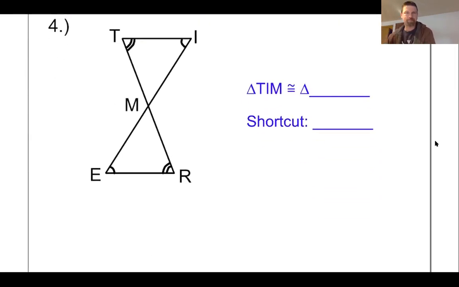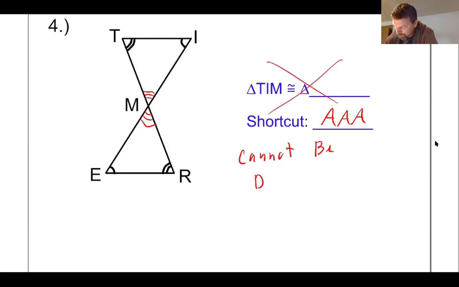All right, this one. We're given a couple of congruent angles, and there's actually a third angle I know is congruent. I also know that angle and that angle are congruent. I know that because those are vertical angles, but I don't have any sides congruent. That means my shortcut is angle, angle, angle. Angle, angle, angle doesn't work. So I can't say they're congruent. I have to write cannot be determined. Either we know the triangles are congruent by one of our shortcuts, or we've got angle, angle, angle, and we say, yeah, we don't know that those triangles are congruent.